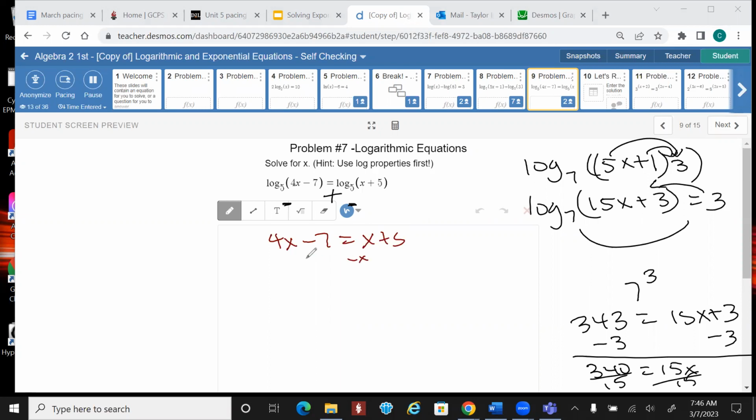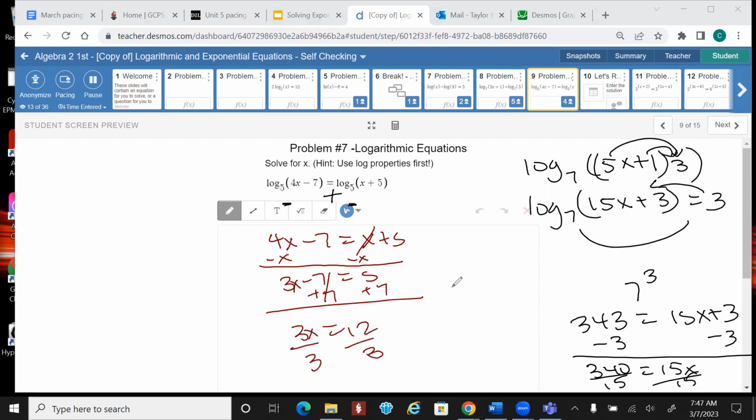So we're going to subtract x on one side. And then add 7 to both sides. And that's going to give us 3x equals 12. Divide by 3. And so x is going to equal 4.